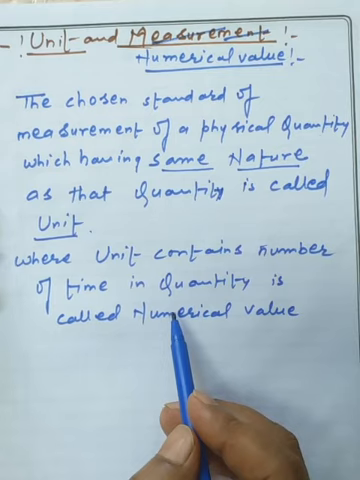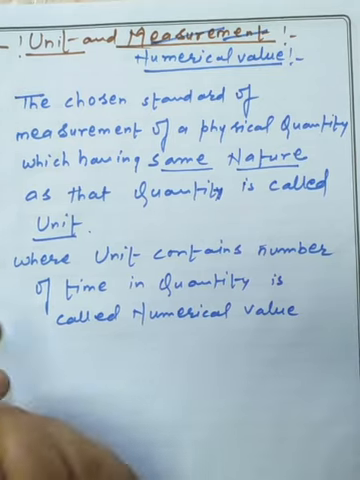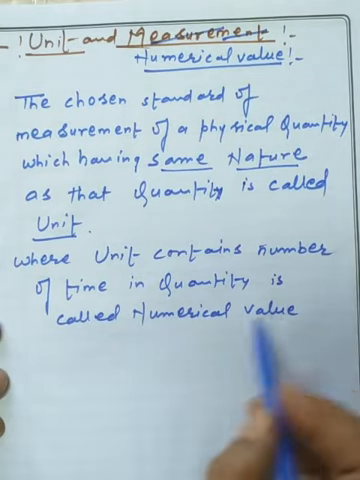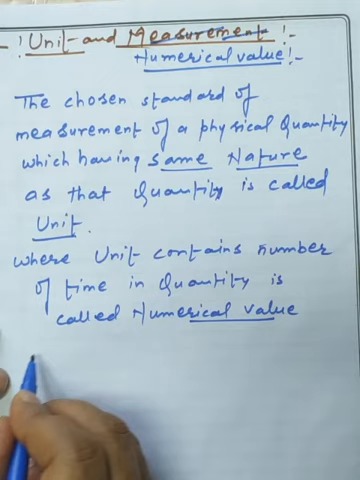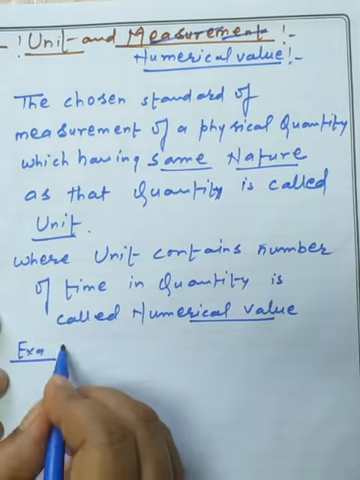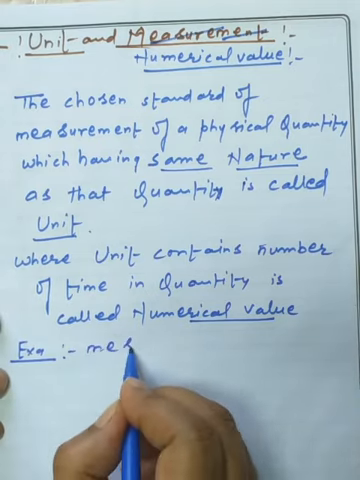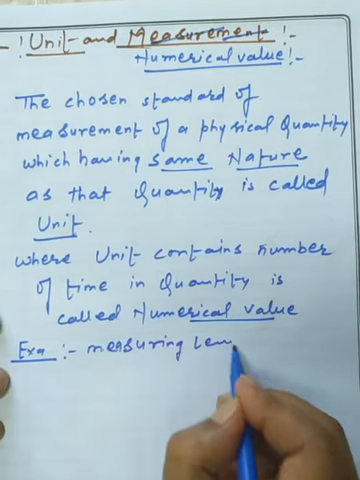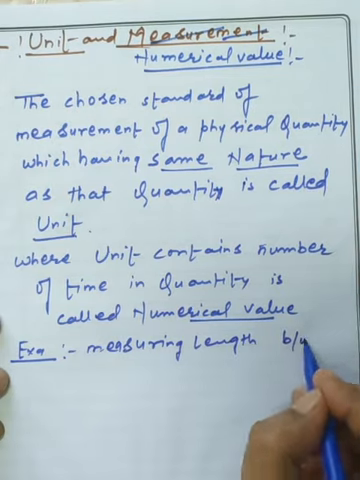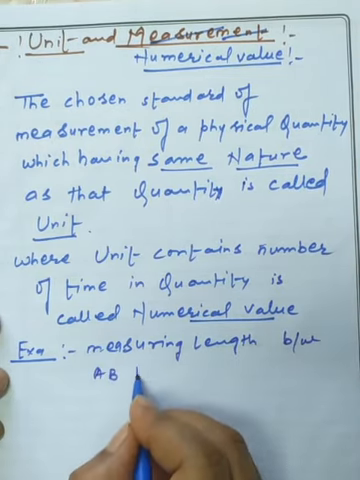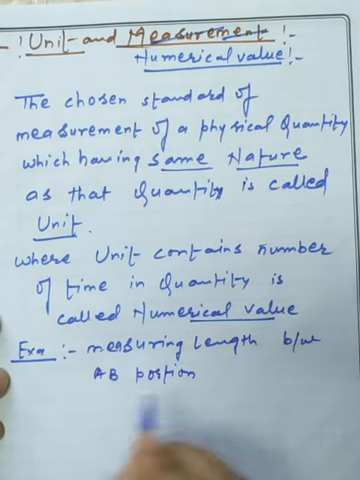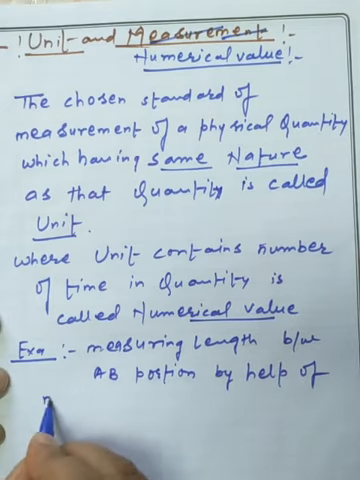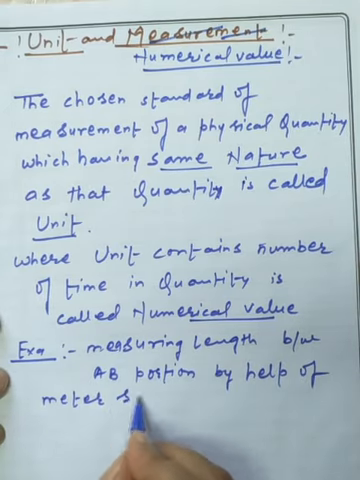In a suitable unit system we have to measure the quantity, where the number of times the unit is contained in the quantity is called the numerical value. Now we are taking one of the simplest examples. We are measuring length between portion AB by help of a meter scale.